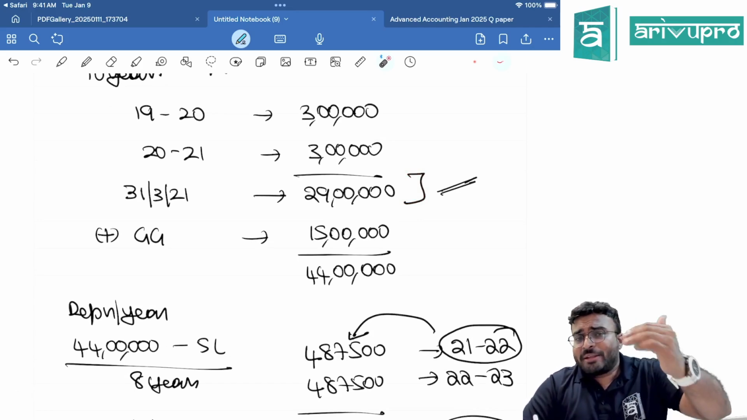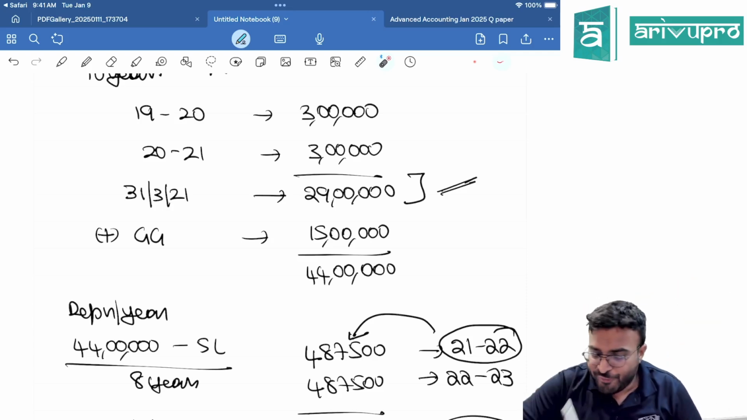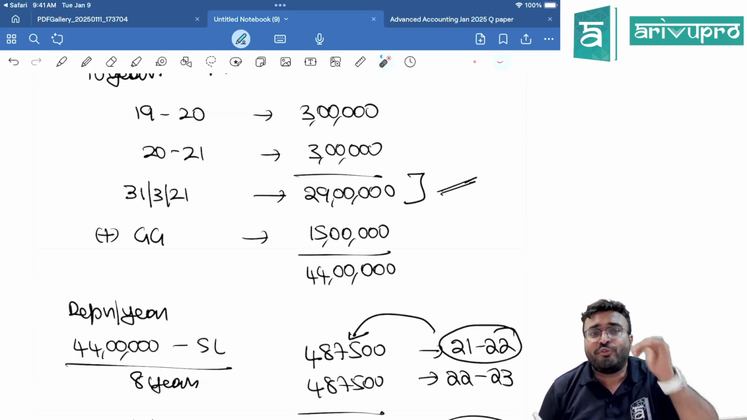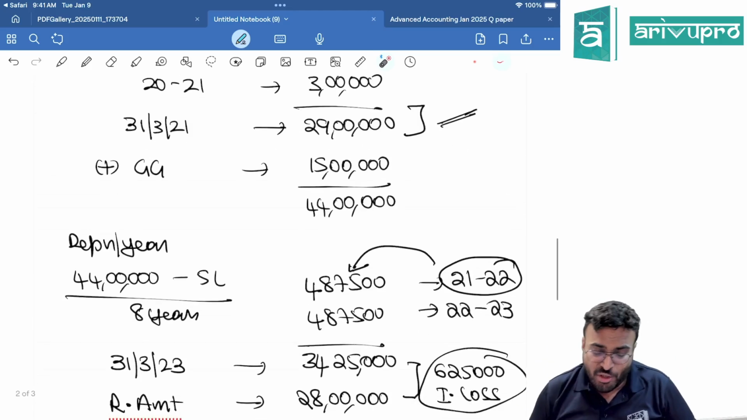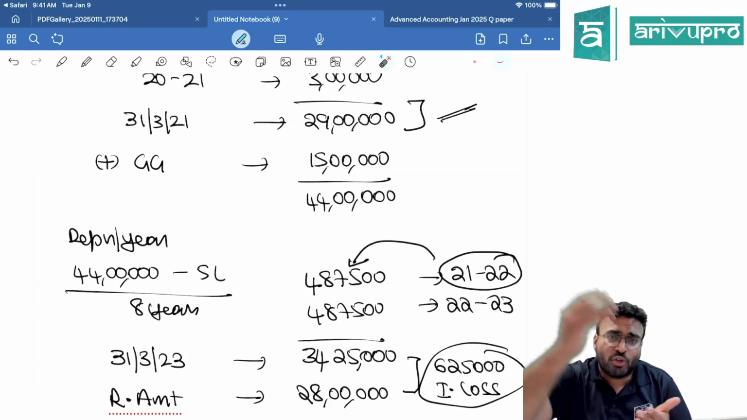2 years later, what happens? Government grant becomes refundable. When you're refunding the government grant, you're going to add 15 lakhs again and the value of the asset goes back to 44 lakhs. 44 lakh is the value of the asset. Okay. Now what happens? Everything is smooth for 2 more years.